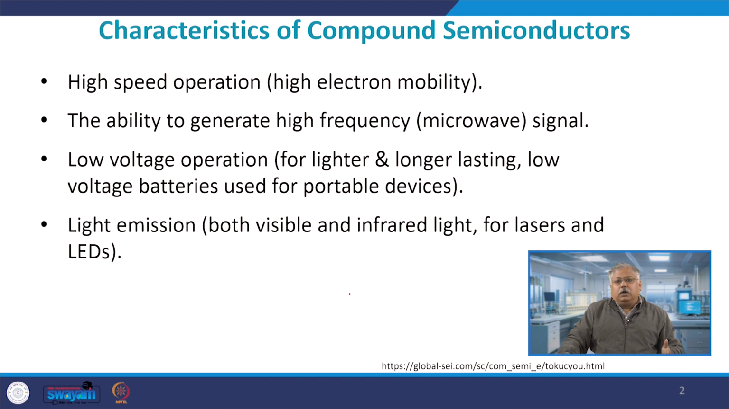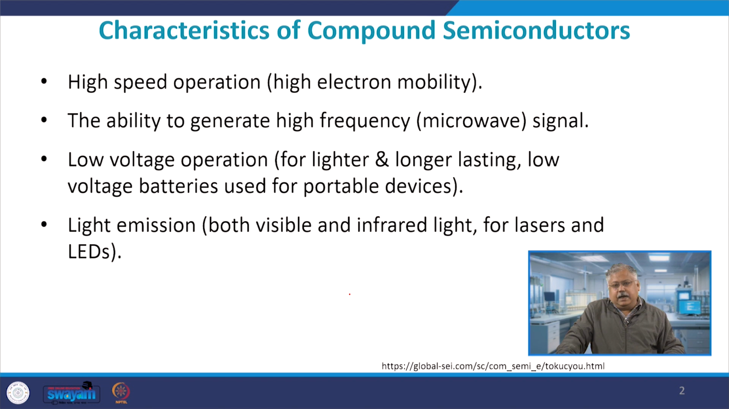First of all, one major characteristic of compound semiconductor devices is their high speed operation. Because of its high electron mobility, which is about 5 to 6 times larger as compared to that of silicon, you can operate it at a very high speed. High speed basically means that its switching speeds are relatively high, right? And since the switching speeds are relatively high, you are also able to generate high frequency signals in the output.